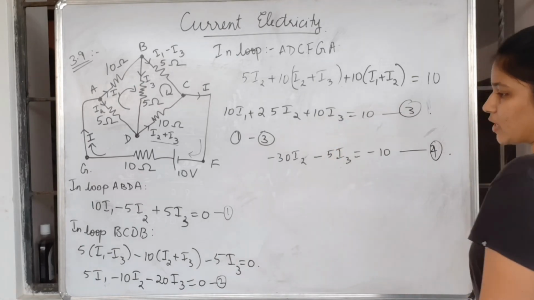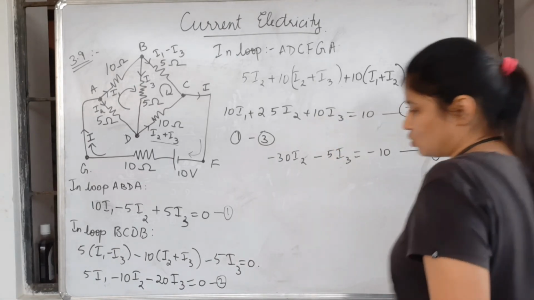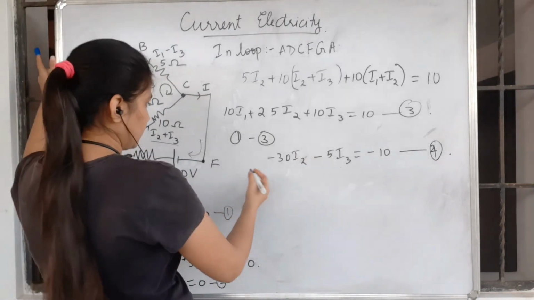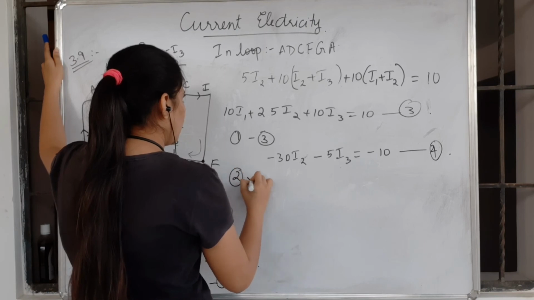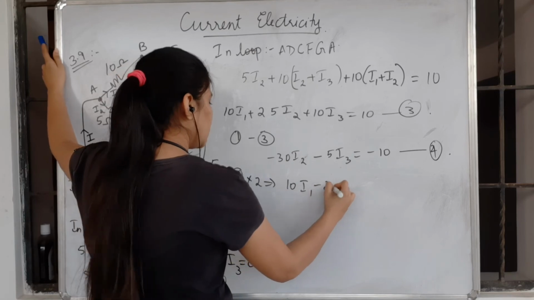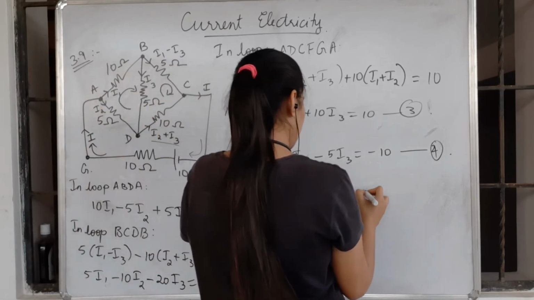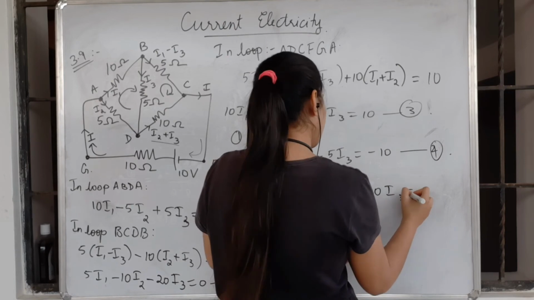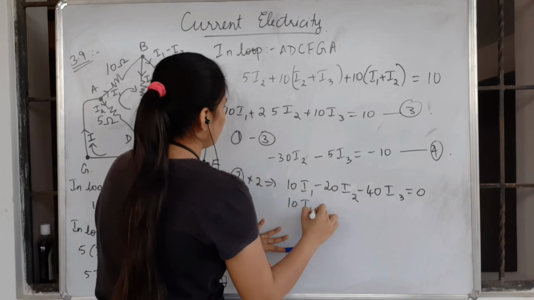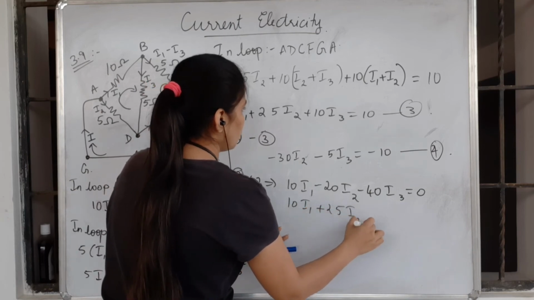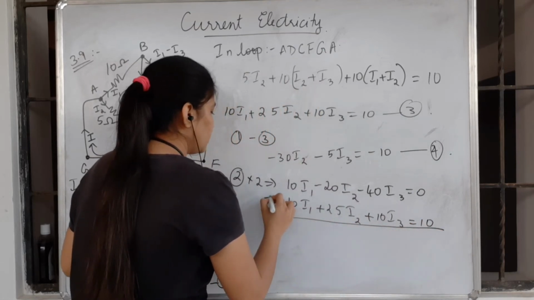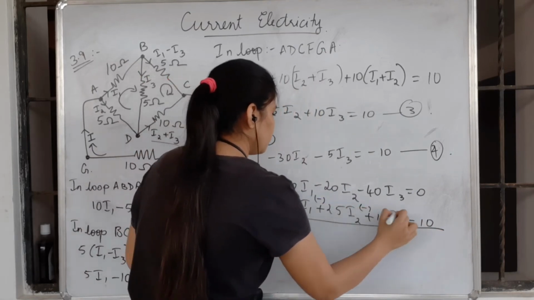And then you subtract with this. Okay, so 2 times this equation: second equation multiplied by 2 is 10I1 minus 20I2 minus 40I3 equal to 0. And then you write down the third equation, that is 10I1 plus 25I2 plus 10I3 is equal to 10. We have to subtract it. Okay, so subtract these two.